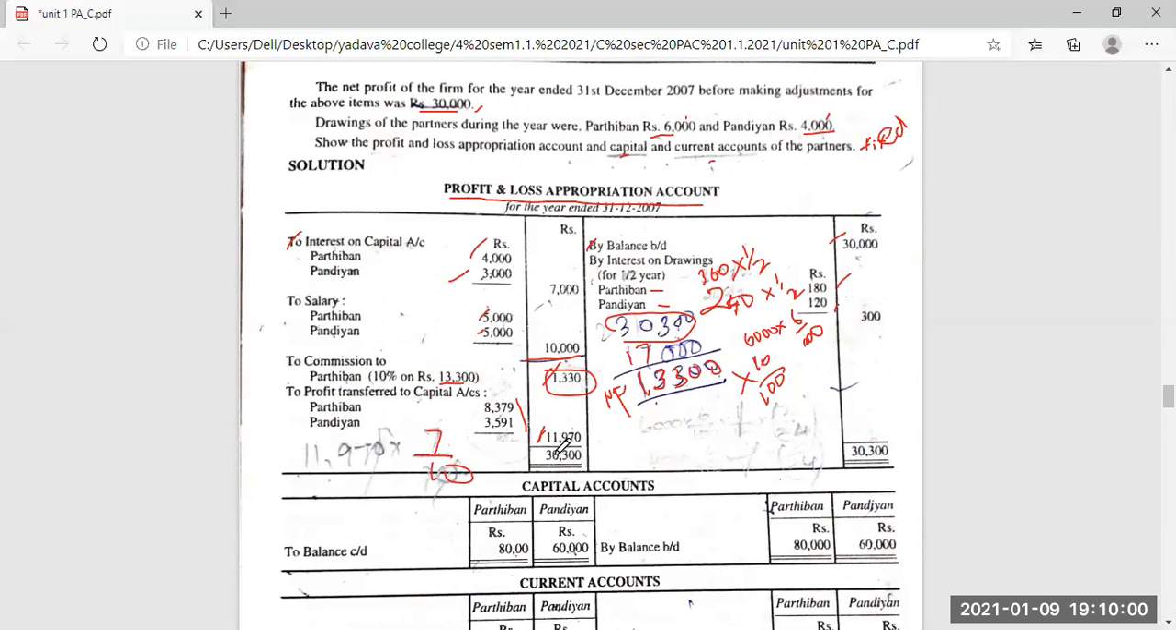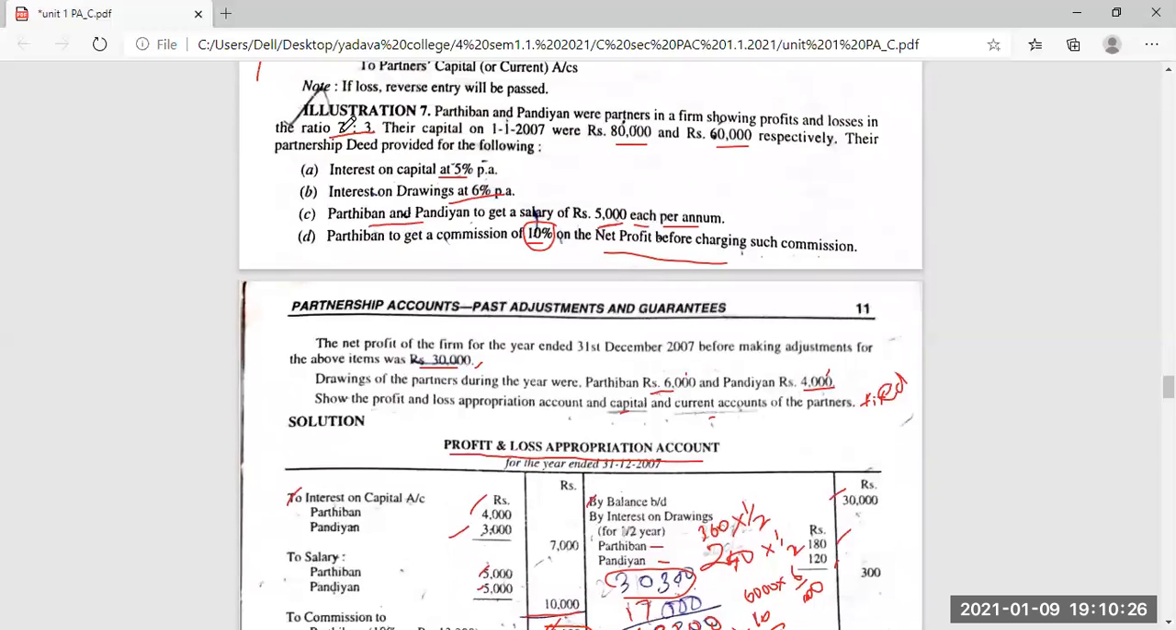So again, I'll repeat it. 11,970 is coming after deducting the commission, 1,330. Actually, net profit is 13,300, but we are taking the commission. Then we deduct the commission. You will be getting the net profit as 11,970. So this net profit should be transferred to the respective partners, that is Parthiban and Pandian. Here they have mentioned 7:3 is their ratio.